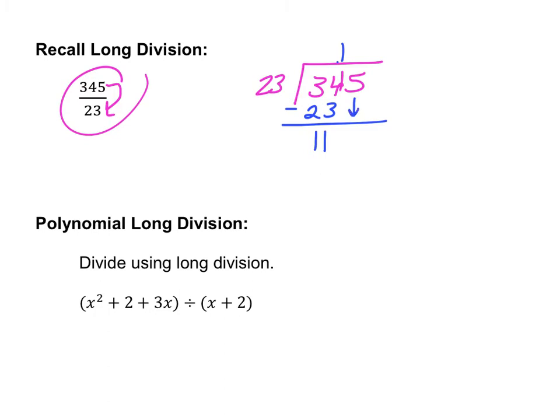We carry down the next digit, 5, and now we ask ourselves, how many times does 23 go into 115? 23 will fit into 115 5 times, and then we multiply 5 times 23, which is 115. It fits in perfectly, and then we subtract and get 0. That 0 means that there is no remainder for our answer. Okay, so now let's take a look at this with polynomials. How does long division work?